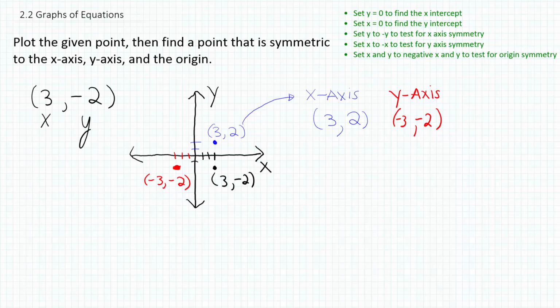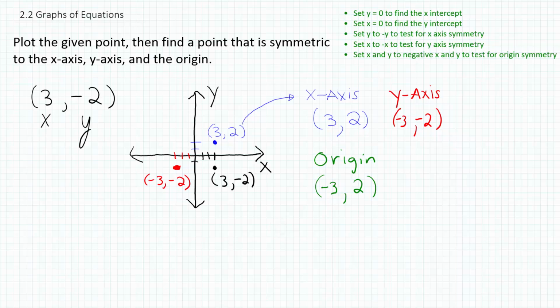All right, let's talk about the origin point, or the point that's symmetric to the origin with respect to the original point. Okay, we'll do that one in green. And for your origin point, you set both of your original components, the x and y components, to the opposite signs that they were given to you. So if we had +3 for x, we'll now have -3, and for the y, instead of -2, we'll make it +2. And that point will be symmetric to the original point across the origin.